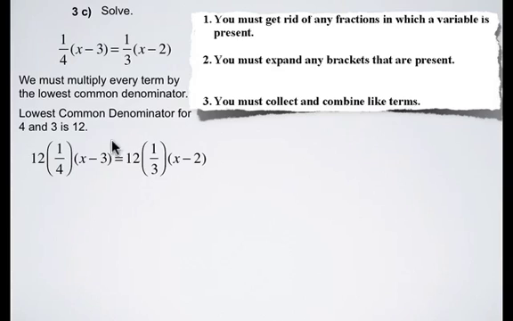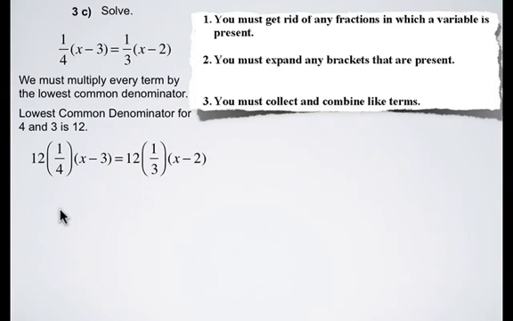And so when we multiply both sides by 12, we end up with 12 times a quarter on the left-hand side, and also times x minus 3. When we multiply the quarter by 12, we're also multiplying everything in the bracket by 12 as well, so we don't need to multiply a second time. And same on the right-hand side, all we have to do is multiply 1/3 by 12, and that's going to multiply everything in the bracket by 12 as well.